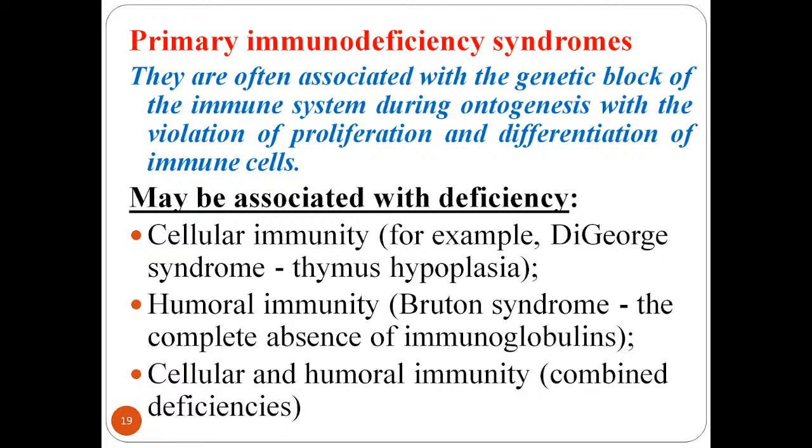Number 2 is associated with humoral immunity. This is Bruton syndrome, the complete absence of immunoglobulins. And both cellular and humoral immunity, it's mixed deficiency. Combined mixed deficiency. This is primary immunodeficiency syndromes.